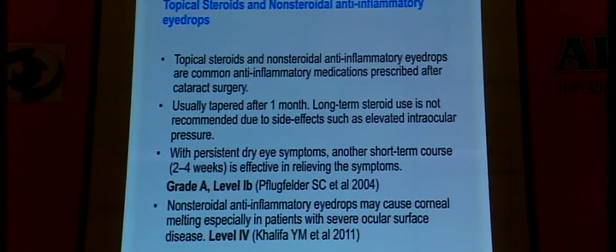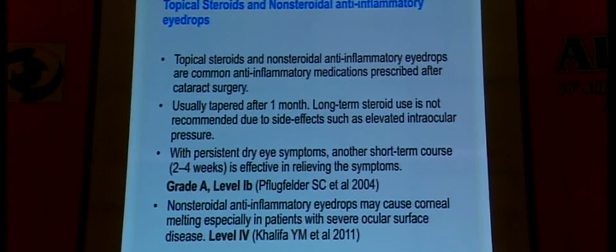And topical steroids, okay, everybody uses topical steroids after cataract or refractive surgery. This should be tapered after 1 month because long-term steroid use is not advisable. We all know the side effects. But for persistent dry eye symptoms, it is beneficial to give another short-term course, like 2 to 4 weeks. It's effective to relieve the symptoms. This is a grade A recommendation.